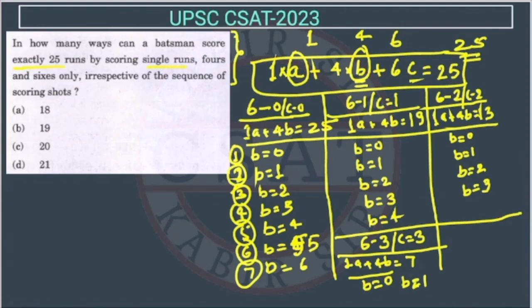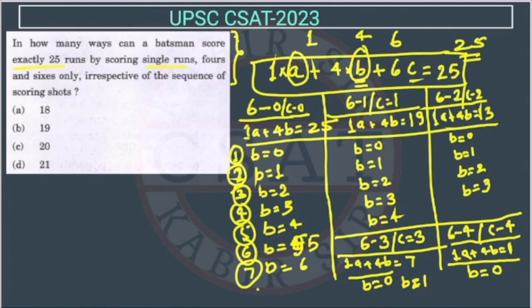Now one more possibility is that he is hitting 4 sixes, so the value of C is 4. So in this case the equation will be 1a plus 4b equal to 25 minus 24, right? So here only 1 is left, so in this case B will be 0 only. B cannot be 1, so there is only one possible case, that B is 0. So now we will just count the total values.